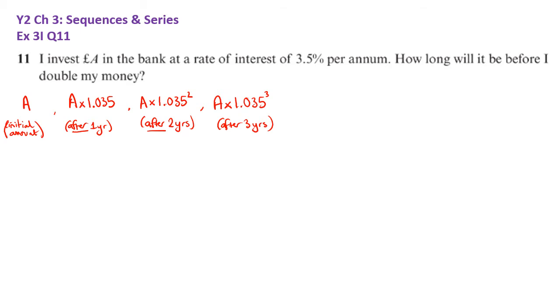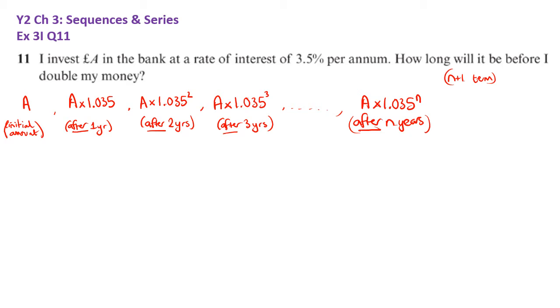And we see that after 3 years I've got A times 1.035 cubed. So although this is my 4th term, it's giving me the value after 3 years. And just carry that through to the nth term. If I want after n years, then I would be using A times 1.035 to the power n for after n years. And that's actually my n plus 1th term.